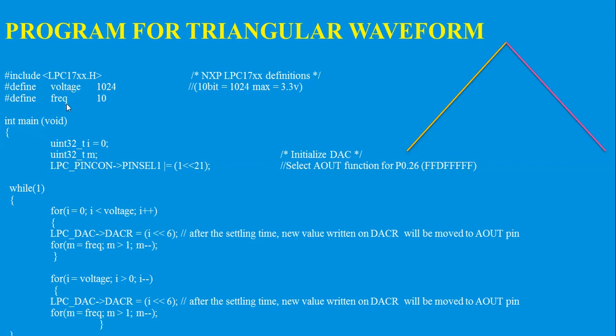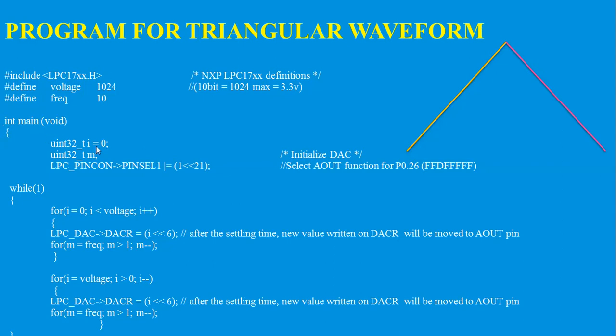Another global constant is defined as frequency. For this, the decimal value 10 is loaded, and this 10 refers to the span of time between one value and the other value. So we are going to take a very small span of time between one step value and the other step value.